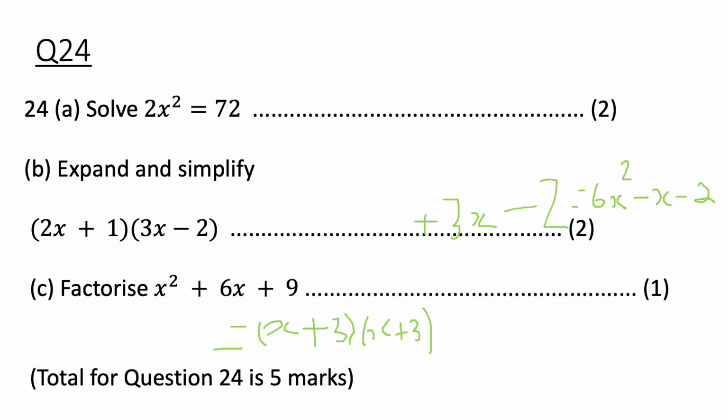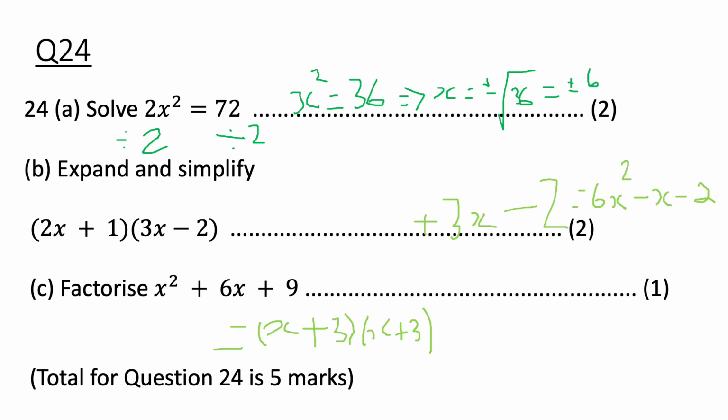Right guys, we've got a few more questions to go through. Question 24. It says solve 2x squared equals 72. Well, the opposite of times by 2 is to divide by 2 on both sides. I'm going to get x squared equals 36. Now, the opposite of squaring something is square root. So solving this, I'm going to get x equals plus and minus root 36, which is going to give me, on my calculator, plus and minus 6.